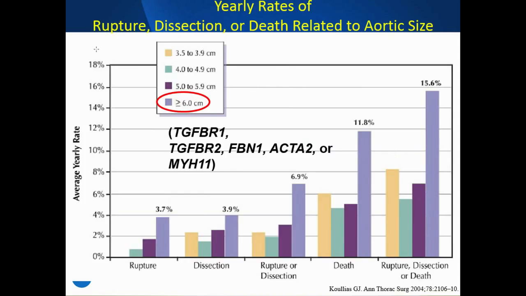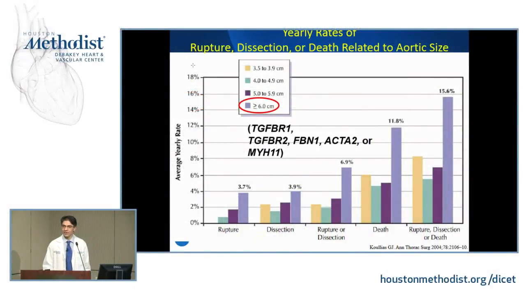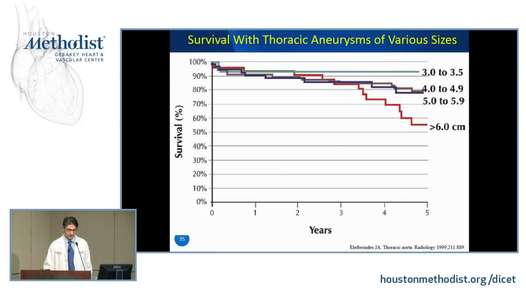When we look at when things start going bad, this is a graph where I've highlighted where I want your eyes to go. In the thoracic aorta, once you start hitting 6, every complication you are interested in, the graph starts taking off. And this has been shown in multiple studies. Here's another one. You get this little blip after 5. By 5.5, you definitely have increased risk. And by 6, whether it's the ascending or descending, you have major risk.